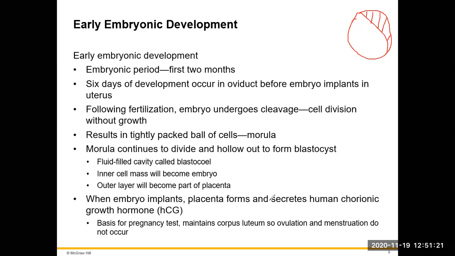When the embryo implants, this placenta, the outer layer, forms and secretes the HCG hormone. This is how we test for pregnancy. And it has another function, which is maintaining the corpus luteum. When you maintain the corpus luteum, usually ovulation and menstruation don't happen. So that's what HCG is.